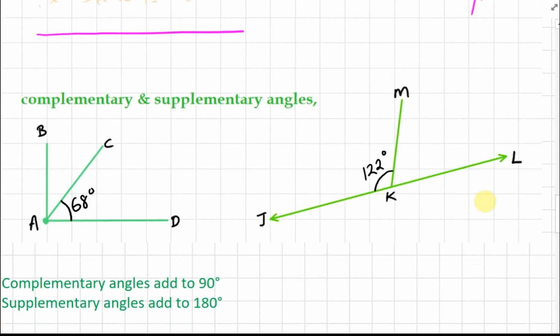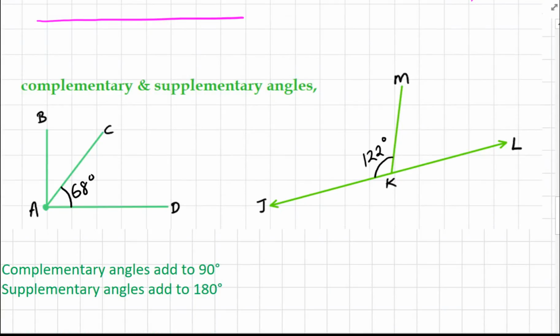Okay, complementary and supplementary angles. These are just ways of naming different types of angles. So complementary angles add to 90 degrees. So if you've got angles and you add them together and they come to 90 degrees, then those angles will be complementary angles. So if we look at this angle here, this is a 90 degree angle.